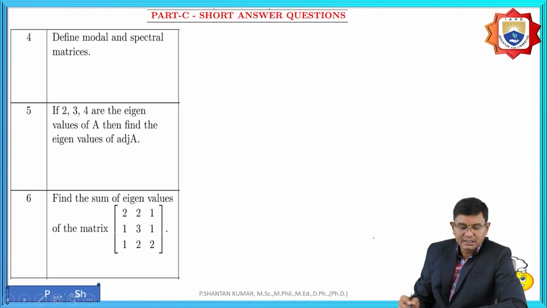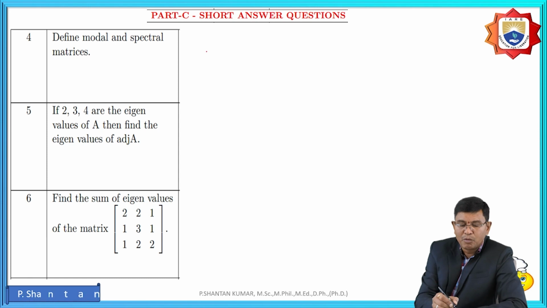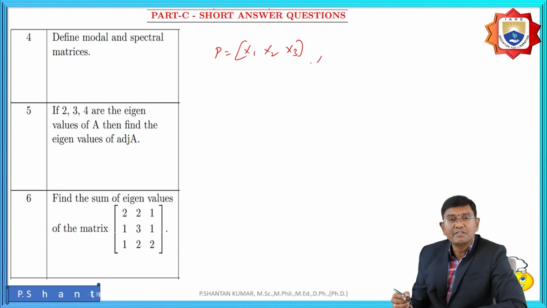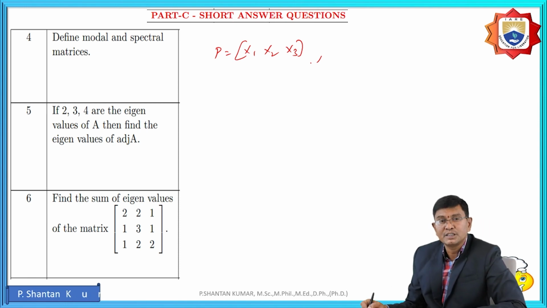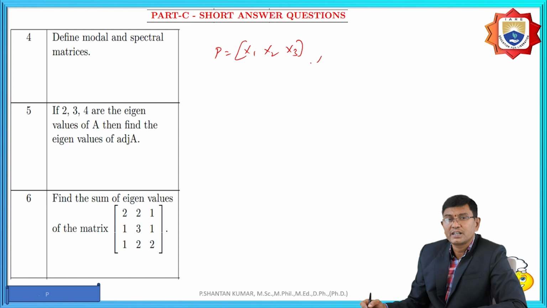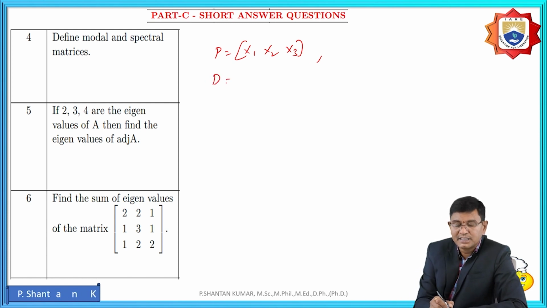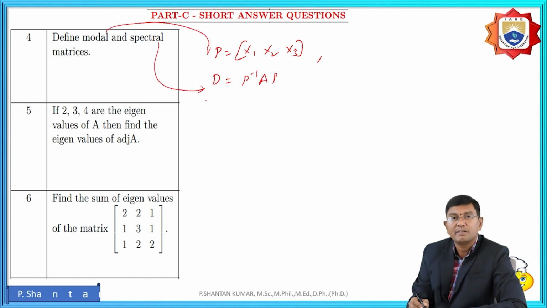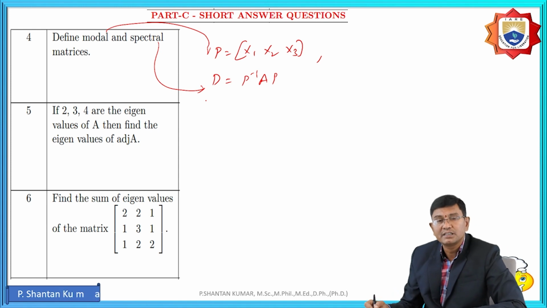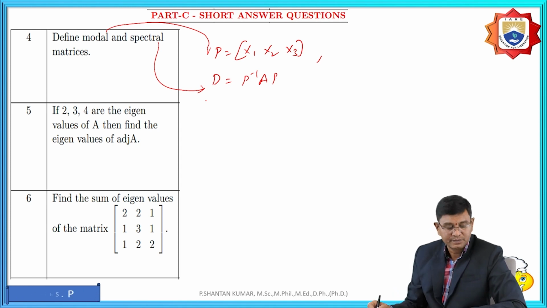Define the model matrix and spectral matrix. The model matrix is P, that is x1, x2, x3. How to define: the collection of the eigenvectors is called the model matrix. The spectral matrix is P inverse into A into P. It is a model matrix and it is a spectral matrix. Then the resulting diagonal matrix is called the spectral matrix.